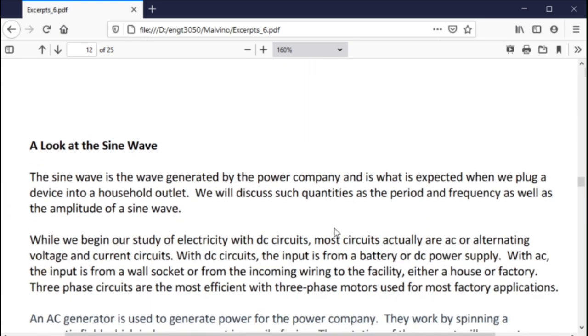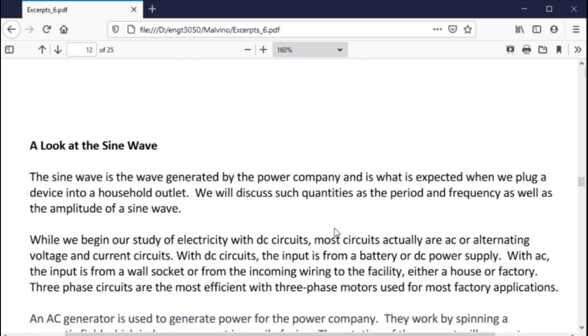Now, looking at the sine wave: it is the wave generated by the power company and is what is expected when we plug a device into a household outlet. We will discuss such quantities as the period and frequency as well as the amplitude of a sine wave. And you can spell it either S-I-N or S-I-N-E, it doesn't matter. Usually, as we're officially talking about it, we say S-I-N-E, but when we're abbreviating it, we'll say S-I-N. It's always called sine wave.